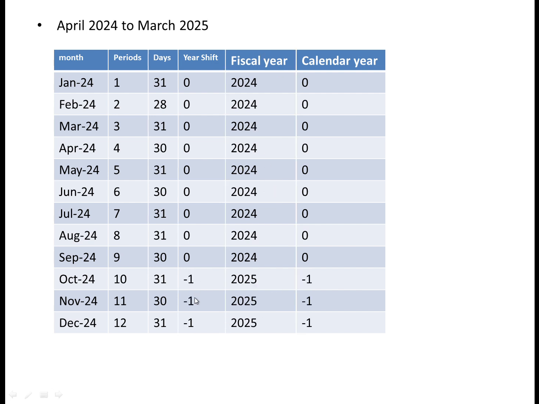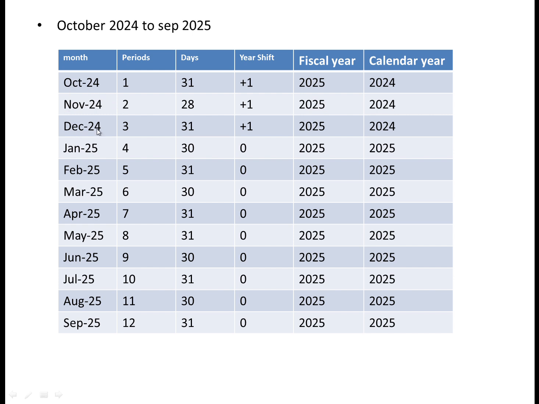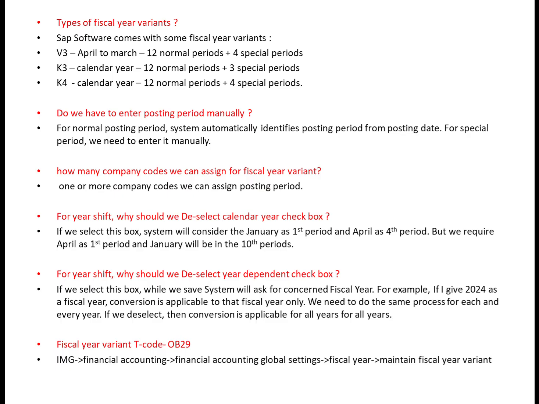And for April to March, the -1 indicator will be suitable, because if the date is January 2025 and you give the year shift indicator as -1, then it will be calculated as the 2024 fiscal year. Here there are October 2024, November 2024, December 2024, after that Jan 2025. If you give +1 as the year shift indicator, then automatically the fiscal year will be calculated as 2025, like that. The postings will be done under the year 2025, okay.